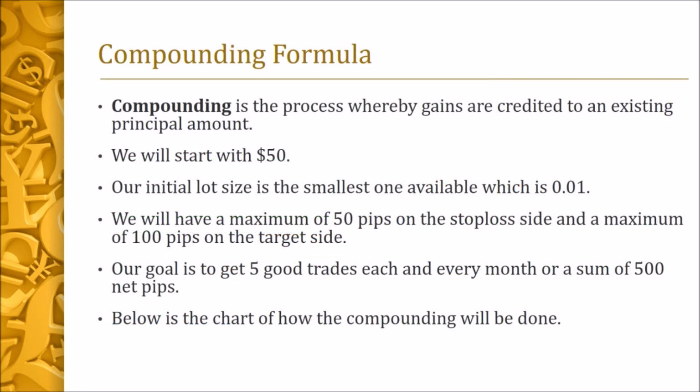So we will need a compounding way to increase our lot size. So what is compounding? Compounding is the process whereby gains are credited to an existing principal amount. We will start with $50. Our initial size is the smallest one available, which is 0.01. We have a maximum of 50 pips on the stop loss side and a maximum of 100 pips on the target side. Our goal is to get 5 good trades each and every month, or a sum of 500 net pips. Below is the chart of how the compounding will be done.